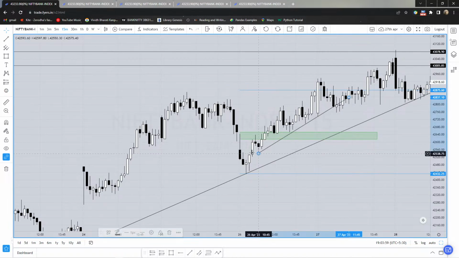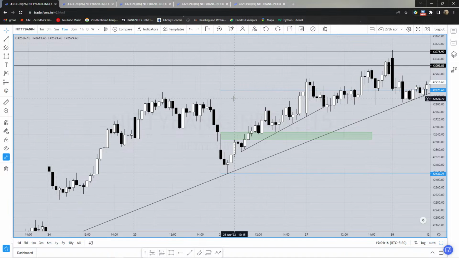So this is it, I guess. This resistance also as well, very important. 42,800 around this.